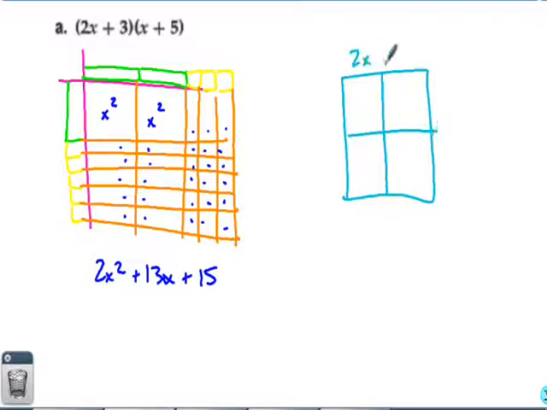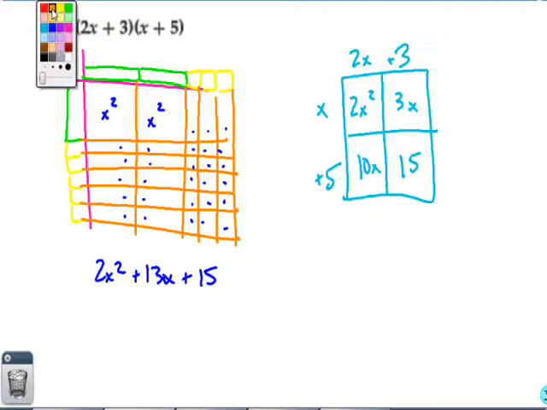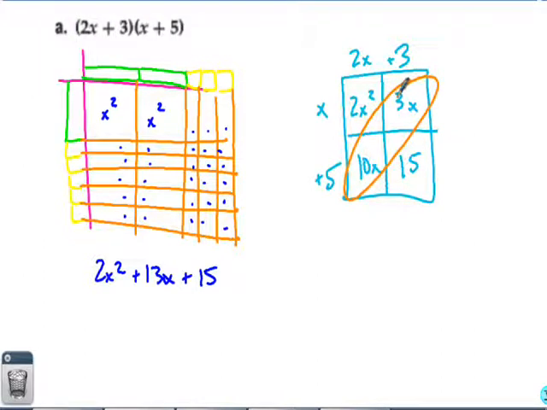I just set up 2x and 3 and x, and I can put the plus if I want, plus 5. And then I multiply 2x squared. I multiply here and get 10x. I multiply 3 times x and get 3x, and then 3 times 5 and get 15. The only thing I have to remember here is that my like terms end up being diagonal from each other, so I have 2x squared plus 13x plus 15.